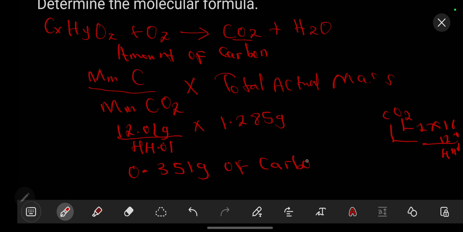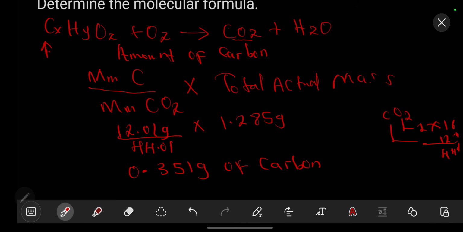So whatever carbon we have now, initially it is coming from the source. So this 0.351 grams of carbon, although it's in the product, means that's exactly what was in here. There was exactly this amount of carbon to begin with. So we have already found our mass of carbon. Then we move on to finding the mass of hydrogen.